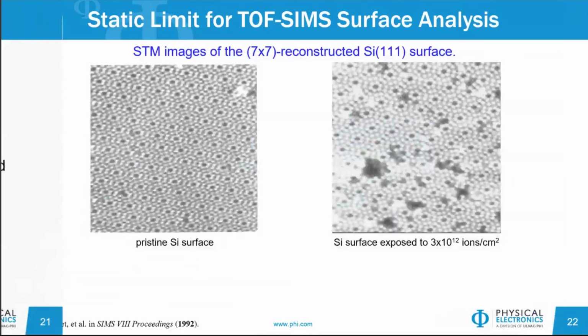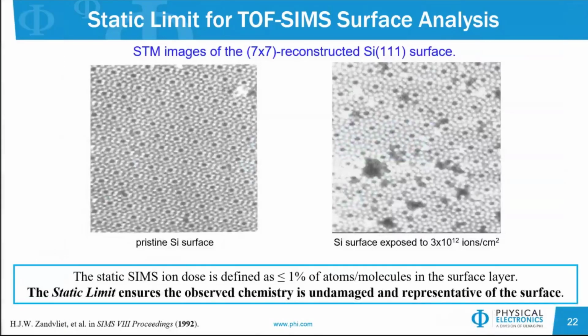So what does this static limit look like? Here are some STM images of a silicon surface before and after sputtering. This is a pristine surface here, so you can see it is very intact with no damage. After the surface is exposed to a dose of 3e12 ions per square centimeter, you can see that you do have some damage from the analysis. As a whole, it remains intact and pristine. And so the static limit ensures the observed chemistry is undamaged and representative of the surface.